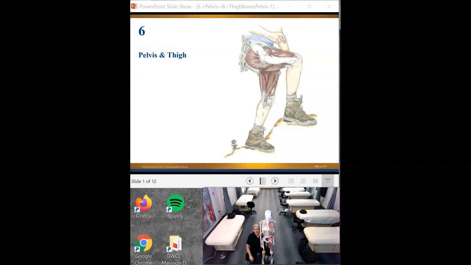I love it. So, this is the pelvis. Remember, it's made up of 3 bones. This top big crest bone is your ilium.